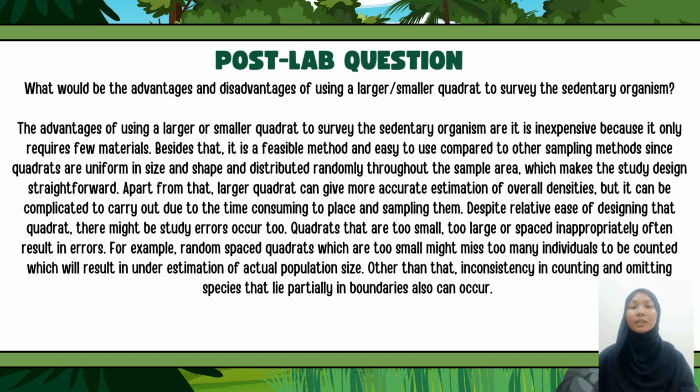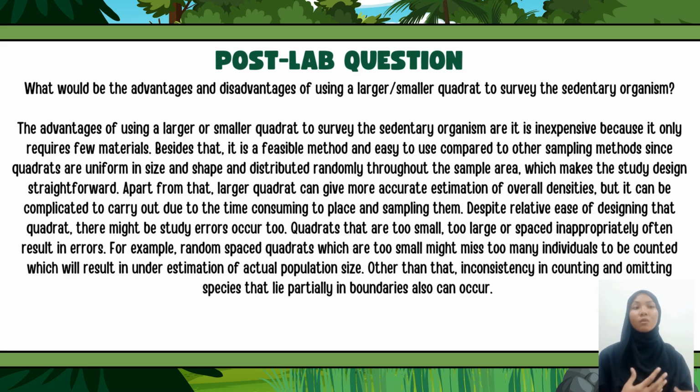Okay, third question, what would be the advantages and disadvantages of using a larger or smaller quadrat to survey the sedentary organism? The advantages are that it is inexpensive because it only requires few materials. Besides that, it is a feasible method and easy to use compared to other sampling methods, since quadrats are uniform in size, in shape, and distributed randomly throughout the sample area, which makes the study design straightforward.